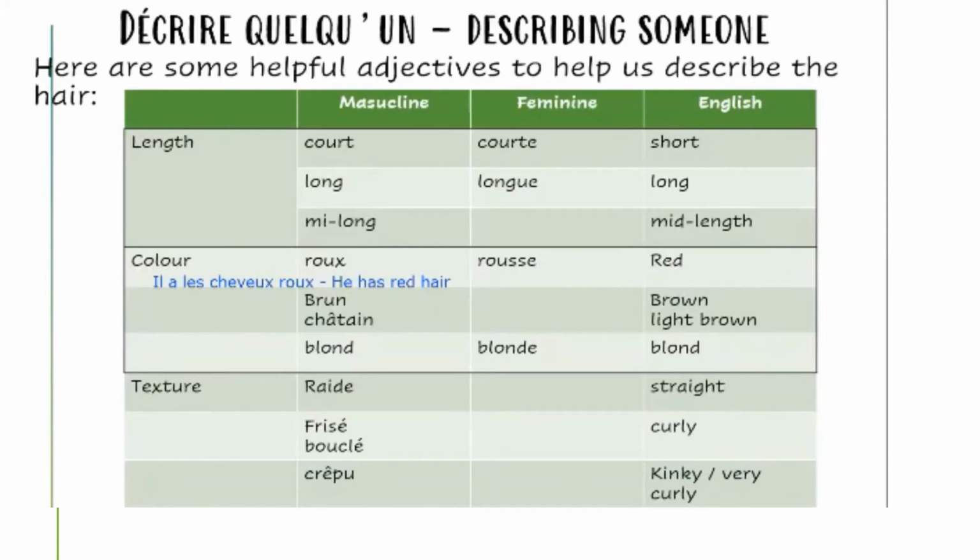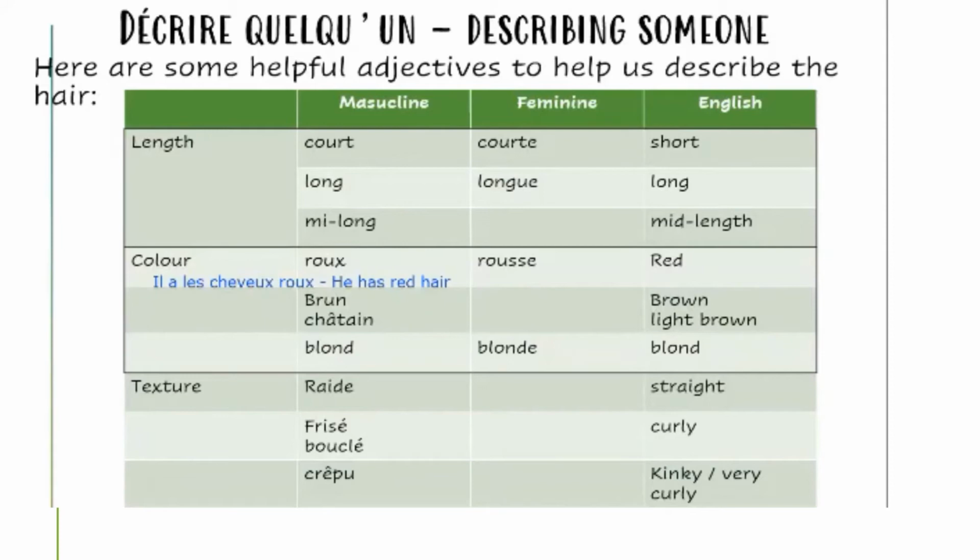All right, like little Miss Muffet who sat on the tuffet eating her curds and whey or something like that. So frisé and bouclé, curly. All right, then you have les cheveux crépus. Everybody say crépus. C-R-E with the accent circumflex, the accent with the roof on it, like that one over être. C-R-E, accent circumflex, P-U, crépus, all right? And that's kinky curly hair. So let's put it into context.